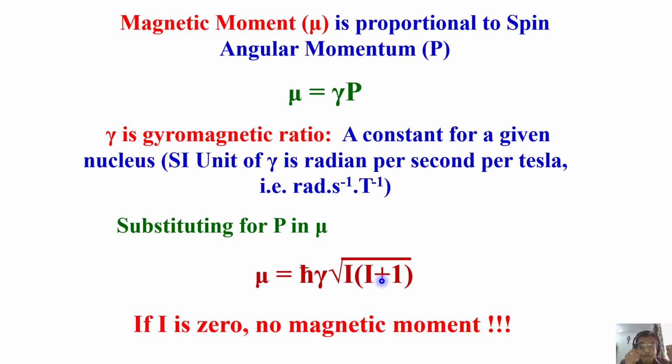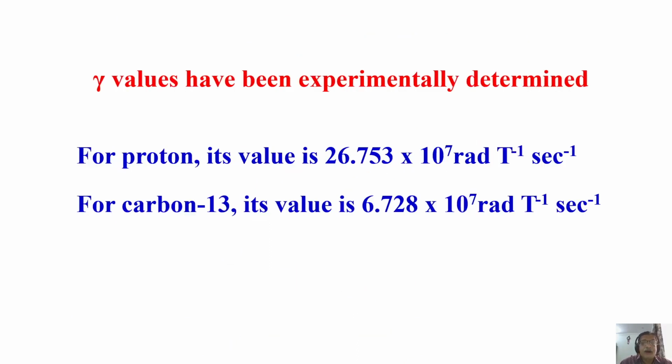Remember, magnetic moment is important. When you have a magnet, you have a magnetic moment, because, as you go ahead, I'll tell you, the interaction of this magnetic moment with the external field is required to observe NMR. That means if I is equal to 0, mu is equal to 0, no magnetic moment, no NMR. That will come later. Now coming back to gamma.